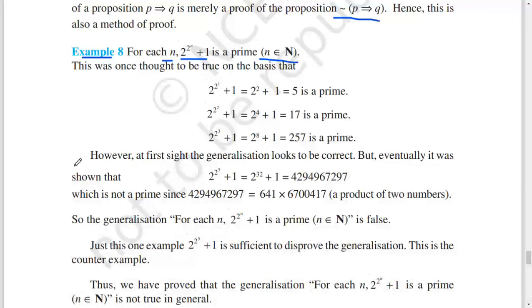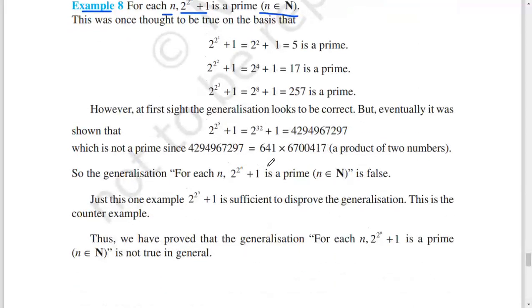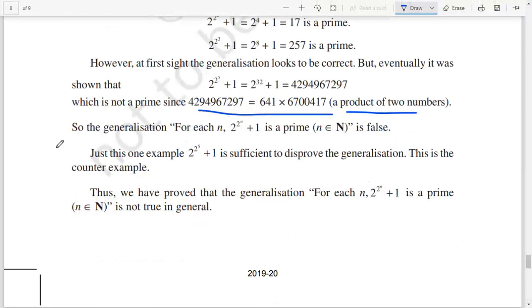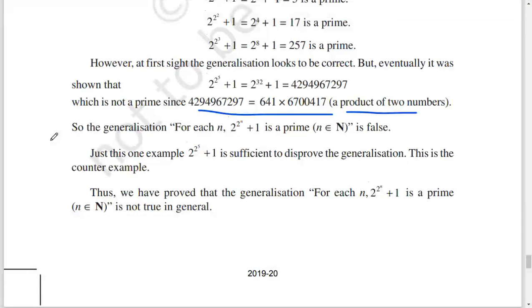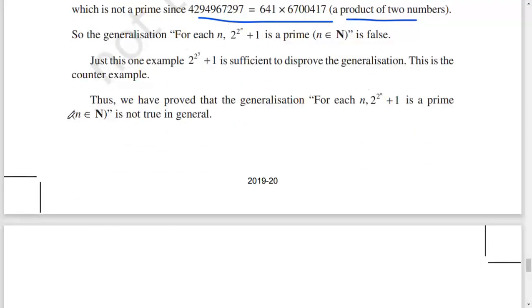At first sight, the generalization looks correct, but eventually it was shown that 2 to the power 2^5 plus 1, equal to 2 to the power 32 plus 1, equal to 4294967297, is not a prime, since 4294967297 equals 641 times 6700417, a product of two numbers. So the generalization that for each n, 2 to the power 2^n plus 1 is a prime is false. Just this one example, 2 to the power 2^5 plus 1, is sufficient to disprove the generalization. This is the counterexample. Thus the statement is not true in general.